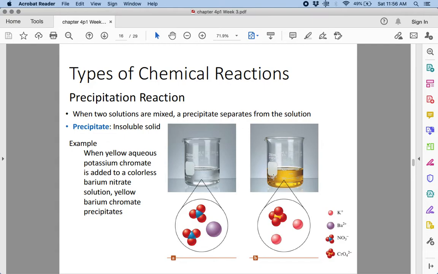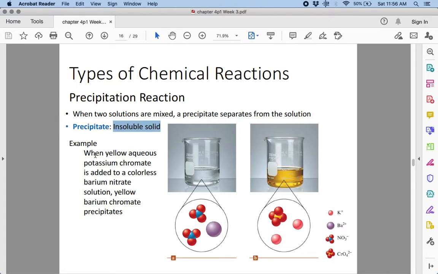A lot of students forget that when we're talking about a precipitation reaction, the solid that forms is the precipitate. And what that means is it's a solid that's insoluble in the solution. Typically the solutions are aqueous or water, so they're things that are insoluble in water.